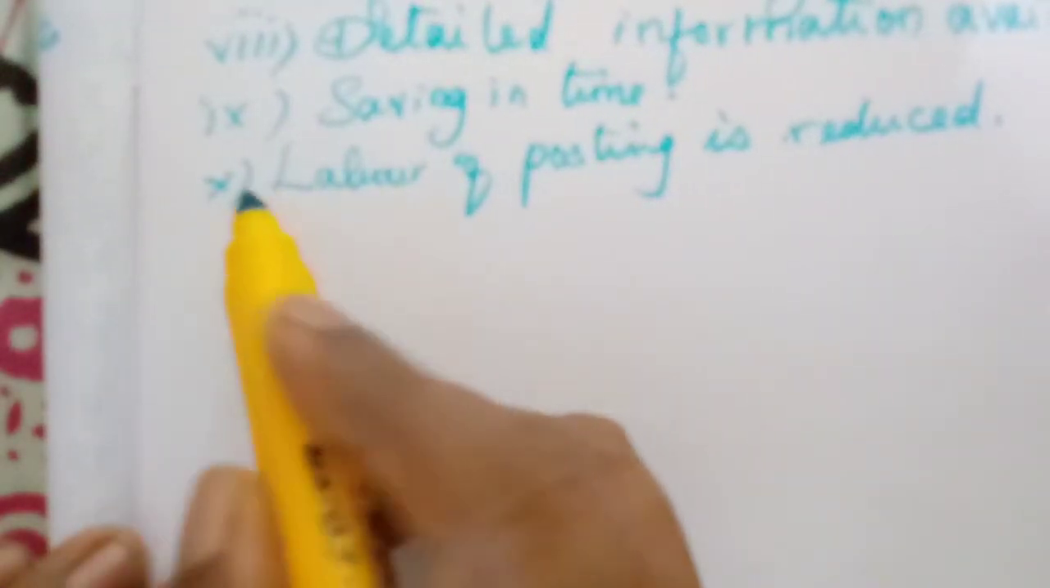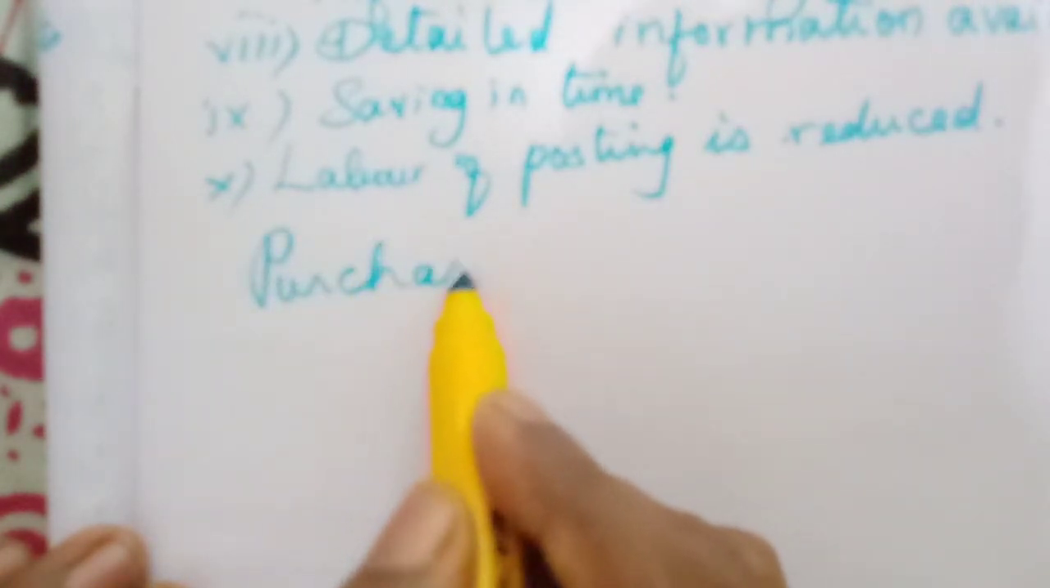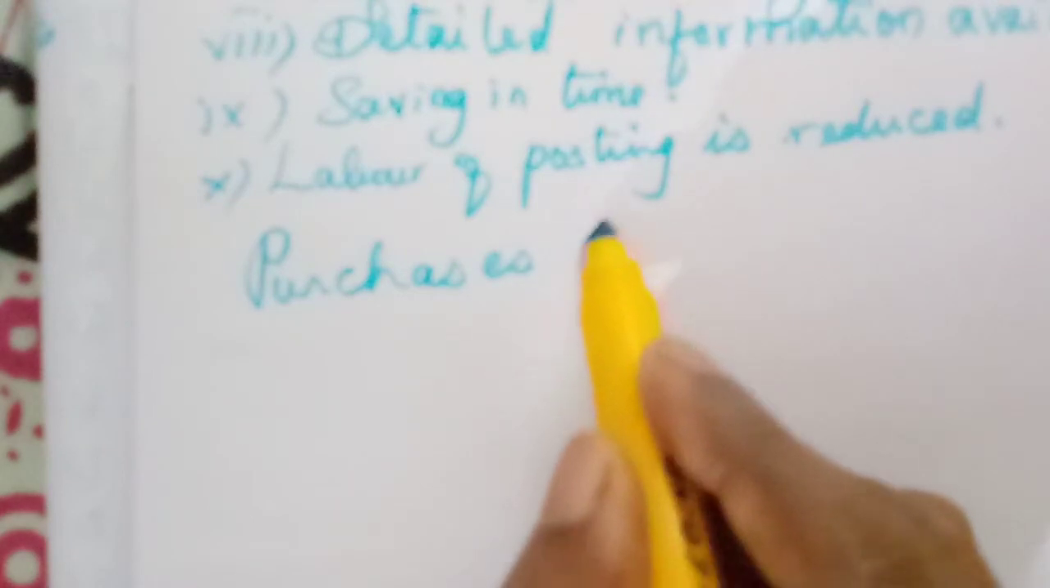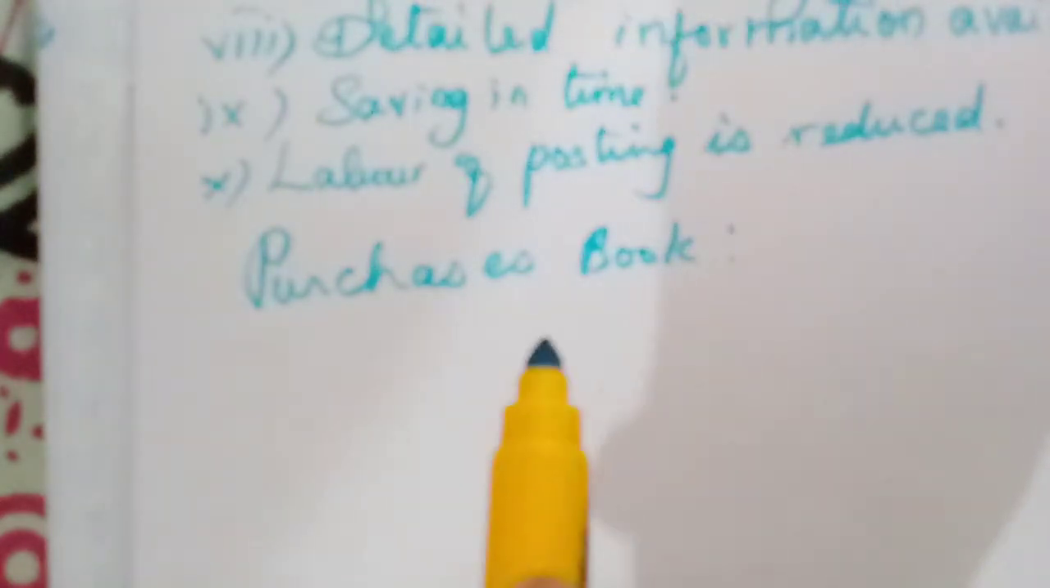What is purchases book, also we will learn. Okay, students, problem we may start tomorrow. First I will explain the purchases book. What is purchases book? We know what is a purchases book. Purchases book is a subsidiary book.